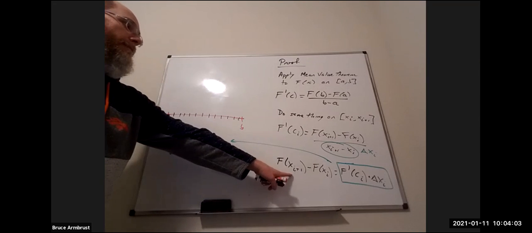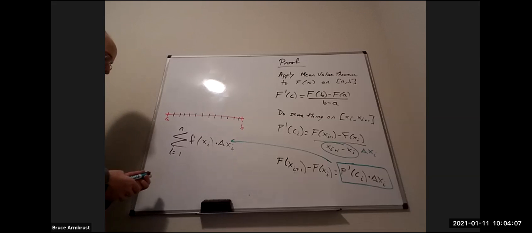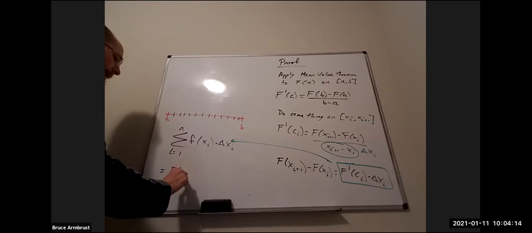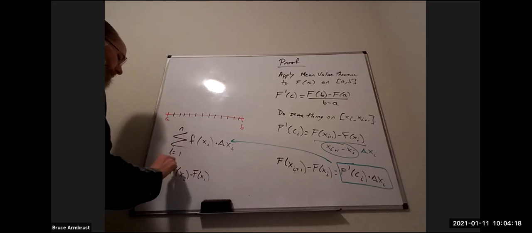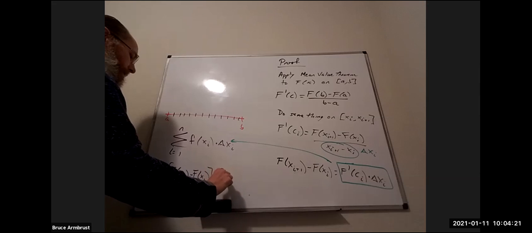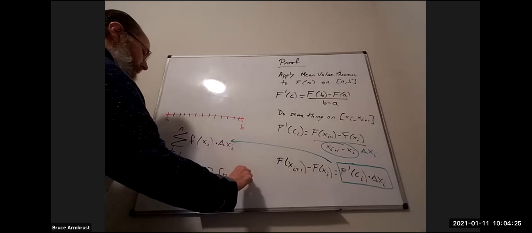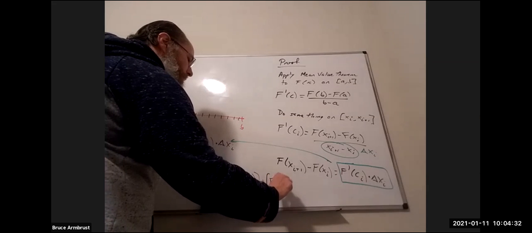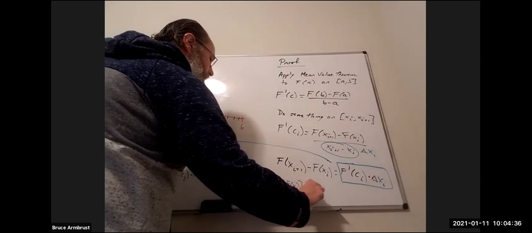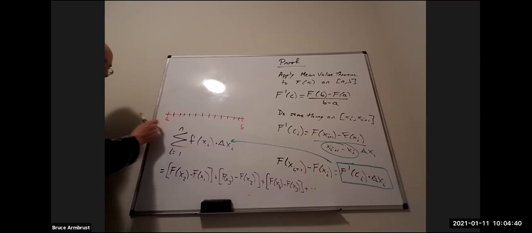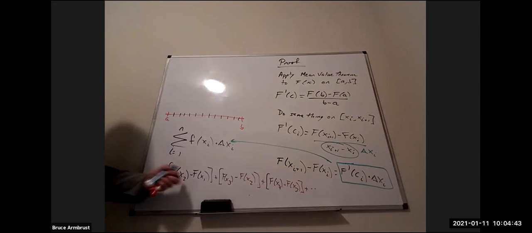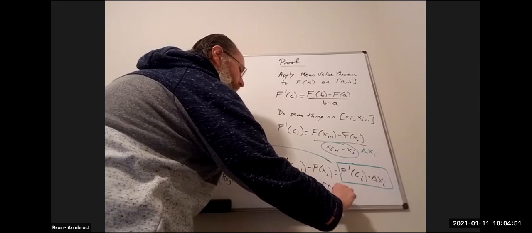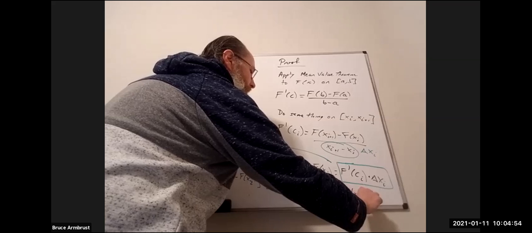Okay, so I'm going to add a bunch of these things up. What this sum is actually telling me to do is to take f of x2 minus f of x1. I'm going to add to that f of x3 minus f of x2. I'm going to add to that f of x4 minus f of x3, and so on and so forth. Right? I'm just adding up all these differences. And the very last one, there's going to be an f of xn minus f of x of n minus 1.